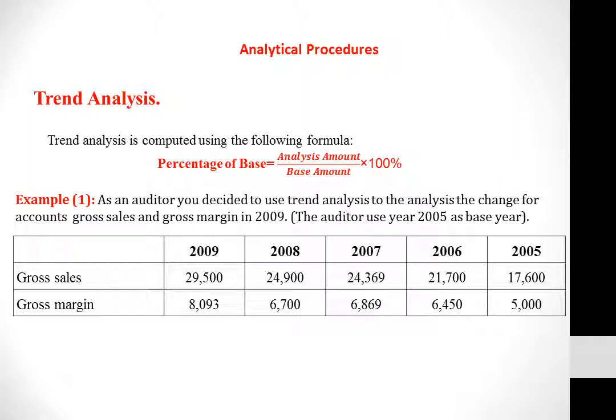يبقى الأوديتور هو اللي بيختار سنة الأساس أو الـ base year. سنة الأساس المفروض تكون سنة طبيعية ما فيهاش أي مشاكل اقتصادية أو سياسية أو مشاكل في صناعة العميل، في السيكتور بتاع العميل. تمام.